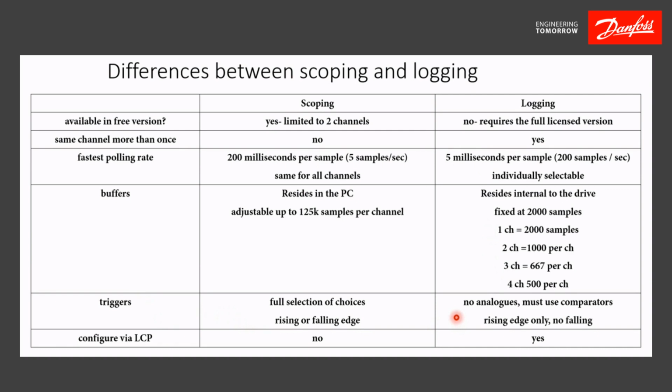When you're logging, if you want to look at some of those analog values, for example, motor frequency or motor current, motor voltage, DC link voltage, those aren't available directly. You would need to configure a comparator, and you can only trigger on the rising edge, no falling edge. There's a clever way around that I'll show you later.